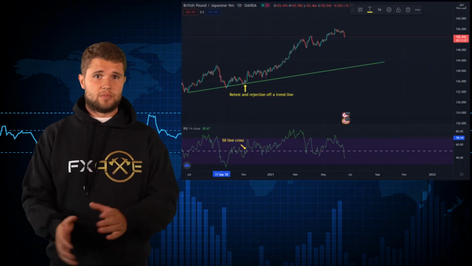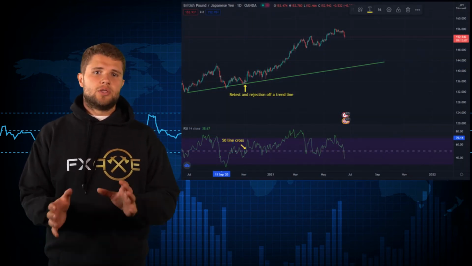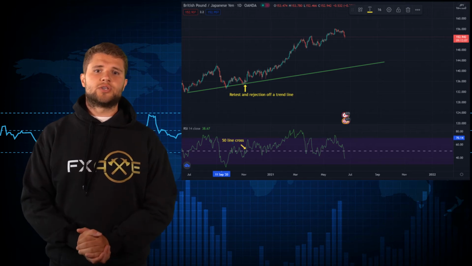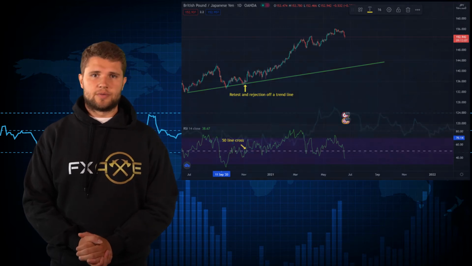Here are some examples of how that would look when combined with major areas on the chart. In this example, the trader would have waited for price to reject off the trend line and entered their trade once the RSI crossed the 50 line, resulting in a really nice trade.